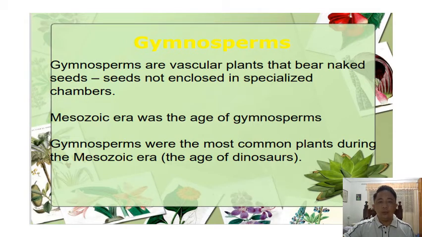Now, proceeding with your gymnosperms, these are vascular plants that bear naked seeds. Their seeds are not enclosed in specialized chambers. Most of these gymnosperms evolved during the Mesozoic era. The Mesozoic era is also known as the time of the great dinosaurs. So, during the time of the dinosaurs, your gymnosperms were very abundant.